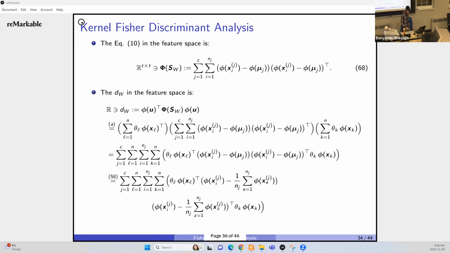Let's replace everything that we had by phi. So we had this formula without phi for FDA. Now we pull everything to the feature space. dW now becomes phi u transpose phi SW phi u. Okay. So phi u transpose, where was that? Phi u, according to the representation theory, recall we had that. We can write it as this, right? But it has transpose, so transpose is applied on this vector. Theta is a scalar. Transpose doesn't do anything on it, right?